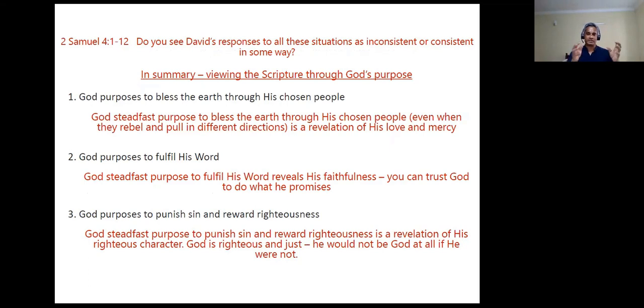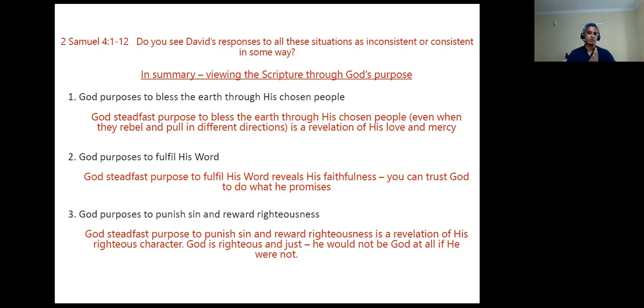viewing the scripture, that second perspective, when you view the scripture through God's perspective, what can we see from all that we have studied until this part? We see that God purposes to bless the earth through his chosen people. That has been God's purpose all along. Why? God's steadfast purpose to bless the earth through his chosen people, even when they rebel and pull in different directions, reveals God's mercy and love for us, right? So that is one of God's purposes, and that's what it reveals about God's character.